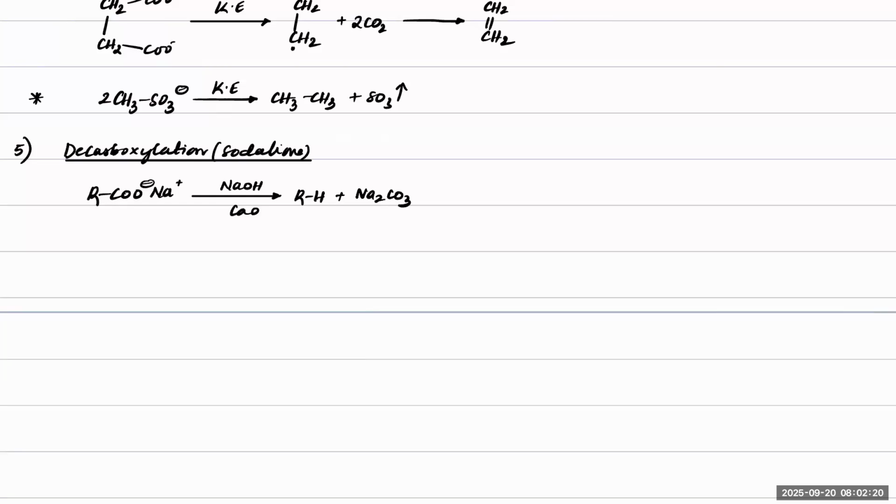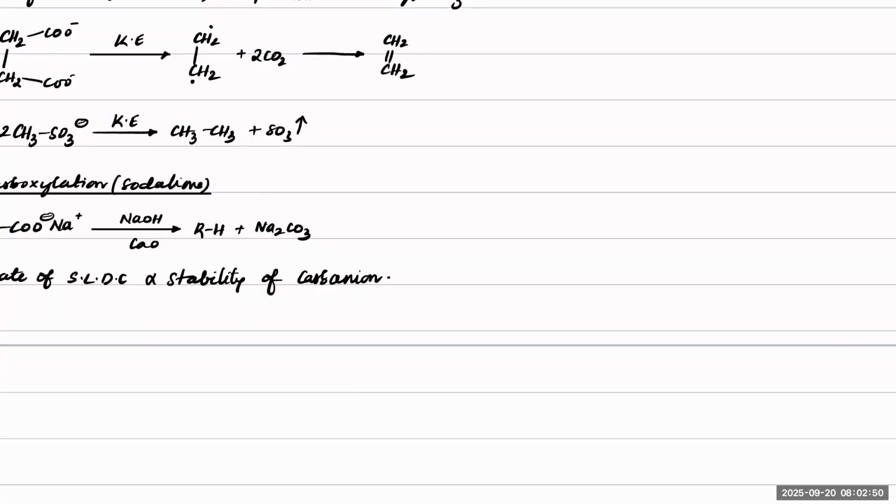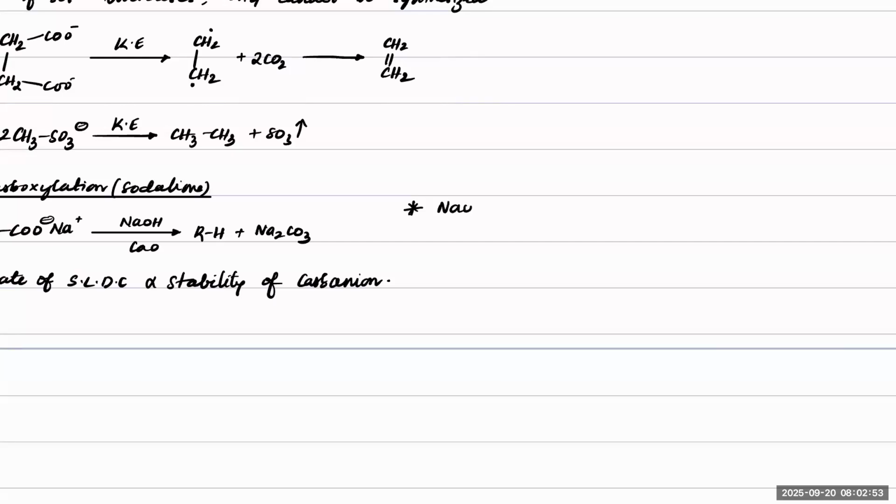Now here the rate of decarboxylation, rate of SLDC, write down, soda lime decarboxylation, is proportional to the stability of the carbanion. So if the carbanion is more stable, the reaction is favored. An important point that can be asked is, what is the ratio of NaOH to calcium oxide? We should take this as 3 is to 1. Minimum we need to take this as 3 is to 1.